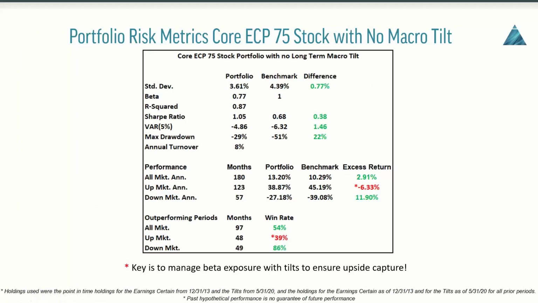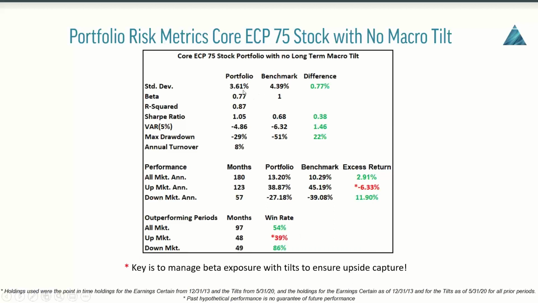So let's take a look at what this looks like from a risk perspective. And we're going to focus on the core ECP 75 stock portfolio with no tilts at all. So no macro tilt, no tactical tilt. Okay. So you can see that we've got the difference between the portfolio and the benchmark here. All the numbers in green are obviously better. The numbers in red are the ones that we manage to actively.